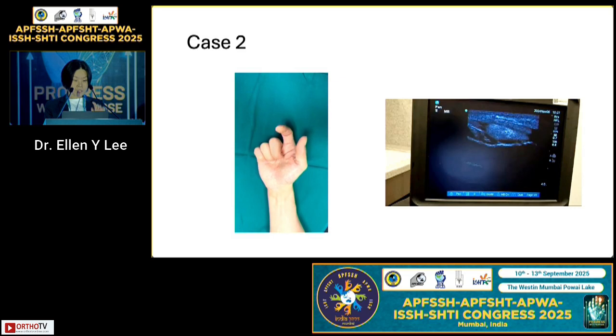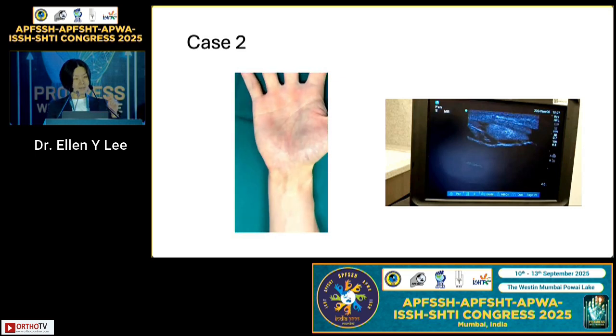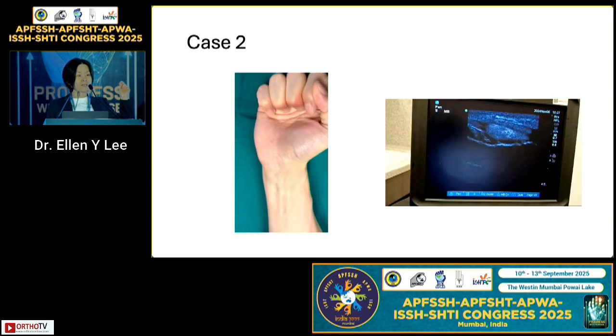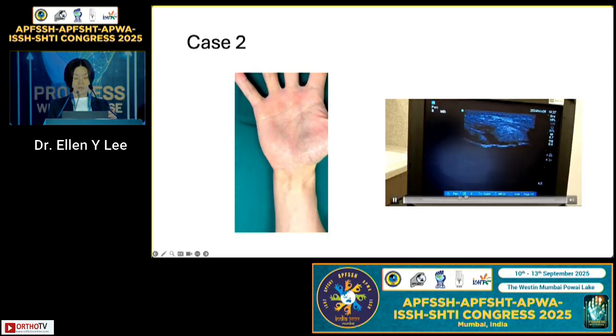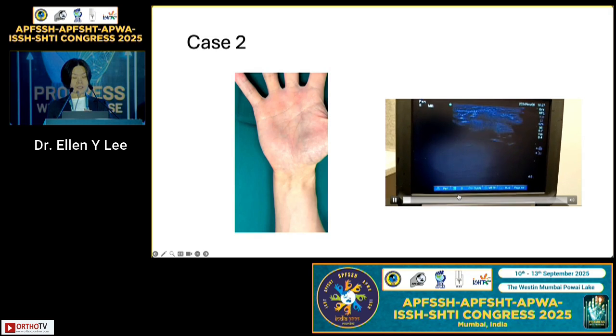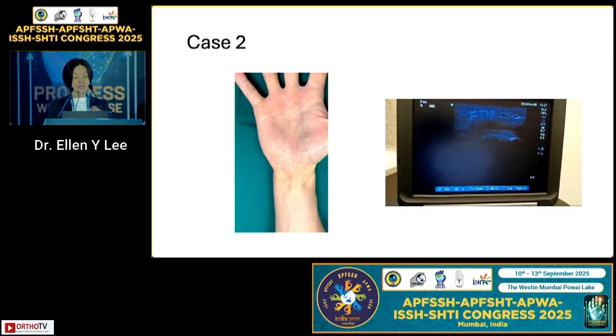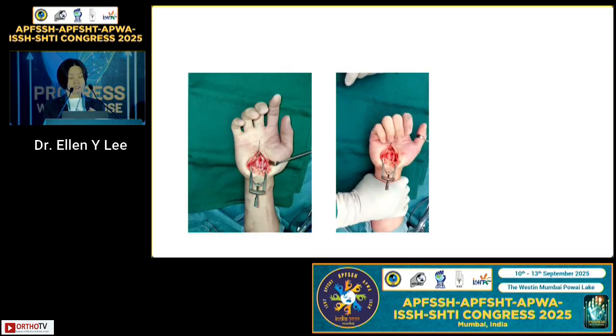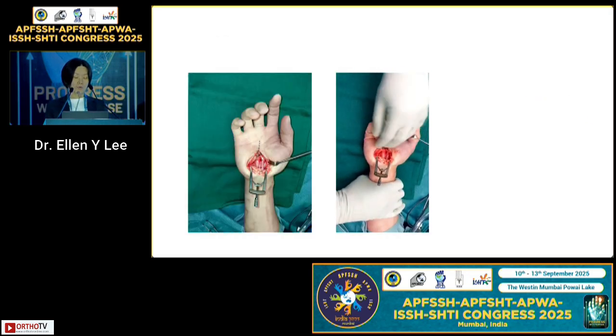The second one is another young gentleman who presents with some sort of triggering. Initially, you look at his finger and it looks like it's triggering, but then we realize it's in his wrist. If you look at the video, you can see he has some kind of mass over his carpal tunnel that is shuttling back and forth. I thought that was interesting. And on operation, you can see he does have a fibrolipoma.